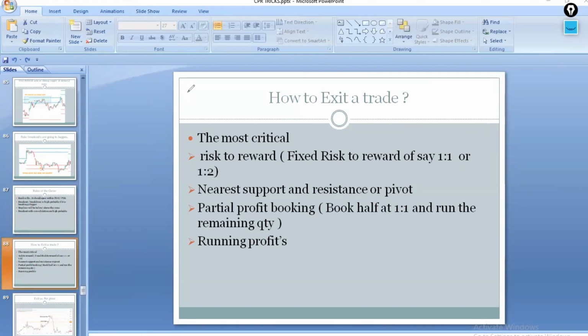So guys, now let's talk about the most critical aspect about any trading system, which is exiting a trade. Now, when we talk about exiting a trade, we are simply talking about, what is the kind of risk to reward you're looking for?